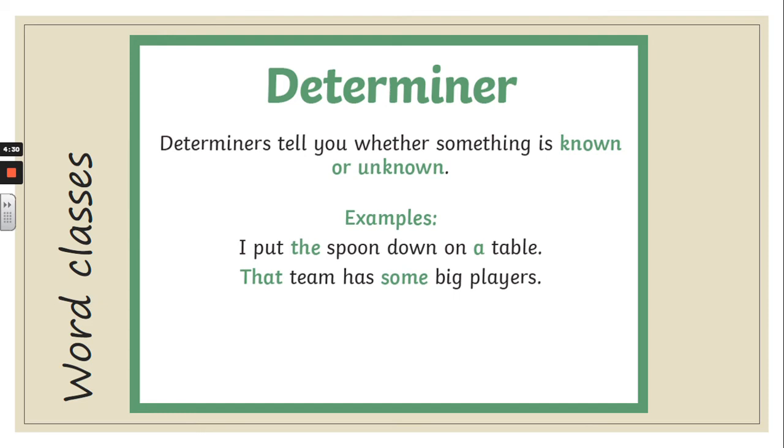Determiners. So determiners tell us whether something is known or unknown. So I put the spoon on a table. That team has some big players. So it gives me a little more specific about the noun that we're talking about. So it tells me which noun I'm referring to.